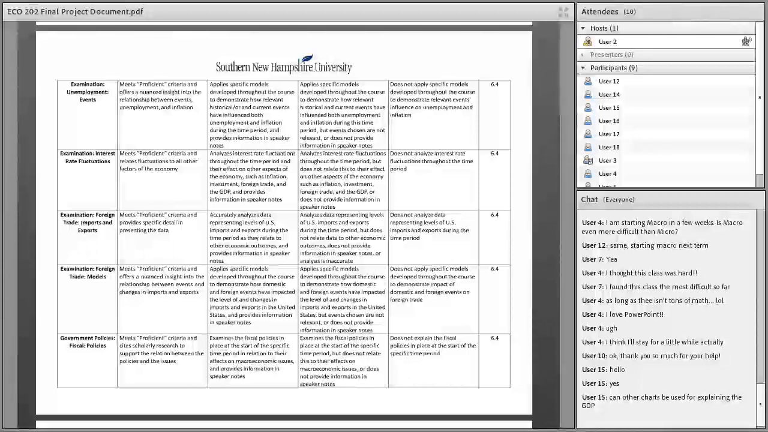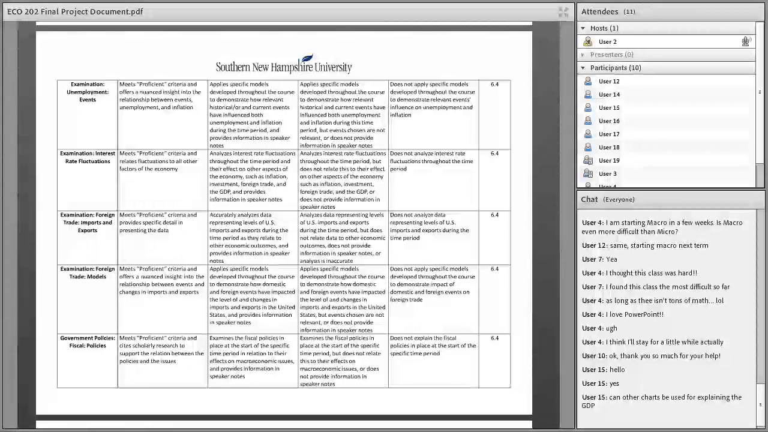Moving on to interest rates. For the interest rates, you had to explain how changes in interest rates affect other factors of the economy. So when the interest rates go up or go down, how do they affect inflation, unemployment, investments, foreign trade? How are these factors affected? If you've listed the factors in the rubric, which are specifically inflation, investment, foreign trade, and the GDP, then you will be proficient. And to be exemplary, you want to list additional factors. So go beyond what the rubric requires.